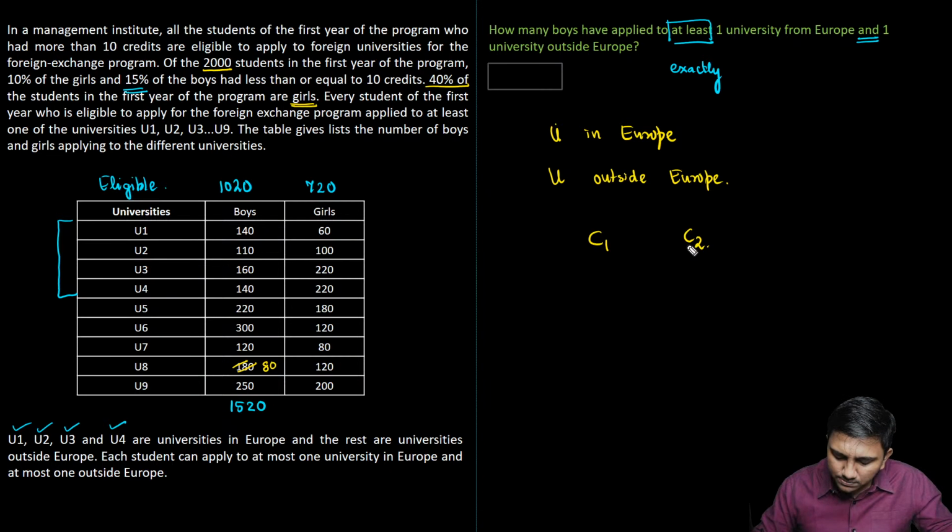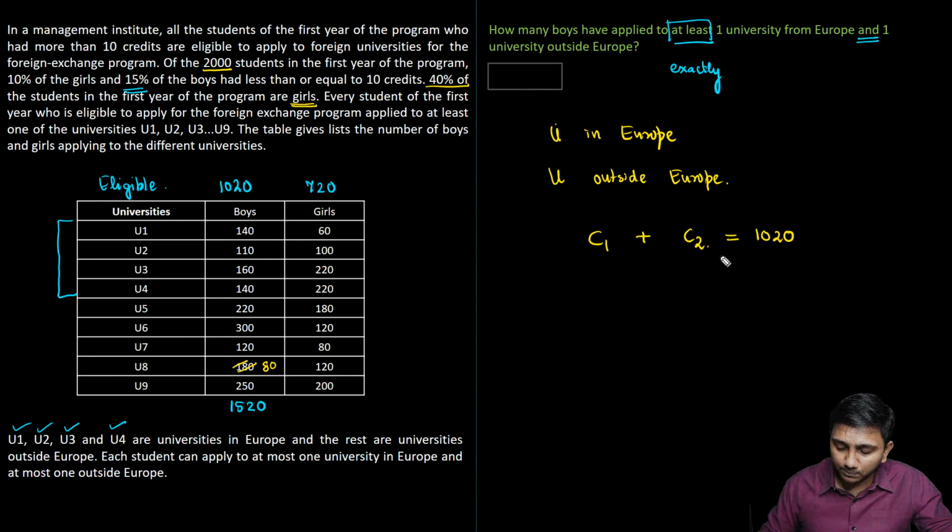So C1 plus C2. See, anybody who is eligible has to apply to at least one university. Right. So anybody who is eligible either should have applied to exactly one of these categories or should have applied to both kinds. So C1 plus C2 should give me the total number of boys who are eligible. So that should be equal to 1020.